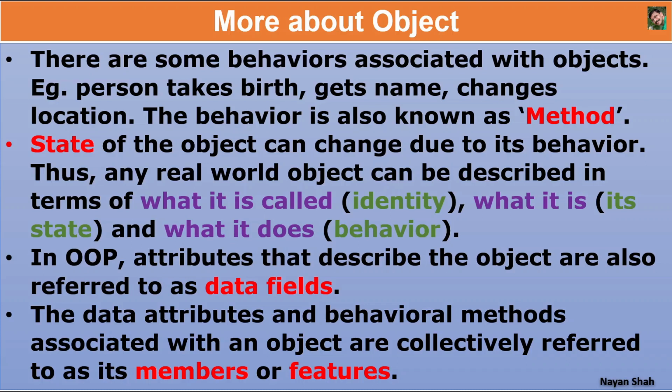In object oriented programming, attributes that describe the object are also referred to as data fields. So remember, attributes that describe the object are also referred to as data fields. The data attributes and behavioral methods associated with an object are collectively referred to as its members or features.